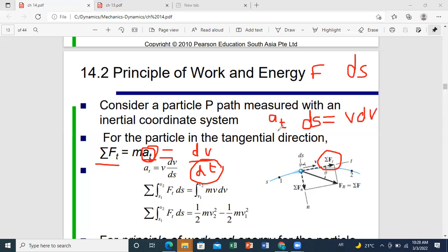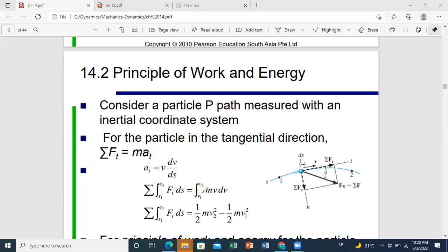And because I'm interested in AT, I can take ds to the other side. So I can replace in this formula AT by VdV over ds. Once I do this, okay, a good strategy will be to take ds to the other side. Why? Because when I take ds to the other side, what do I obtain? If you look at this expression, I want to consider the summation of forces. So when I take ds to the other side, I have sum of FtDs equals mvdv. So by just taking ds to the other side, I get this result.